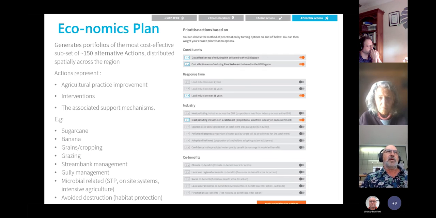We covered this in an earlier session, but it's about generating these portfolios of cost-effective subsets of 150 different actions, well, that's about how many we've got so far, and being able to come up with portfolios based on prioritizing those things. You see on the right-hand side there, different ways to prioritize and weight the different things that might matter.